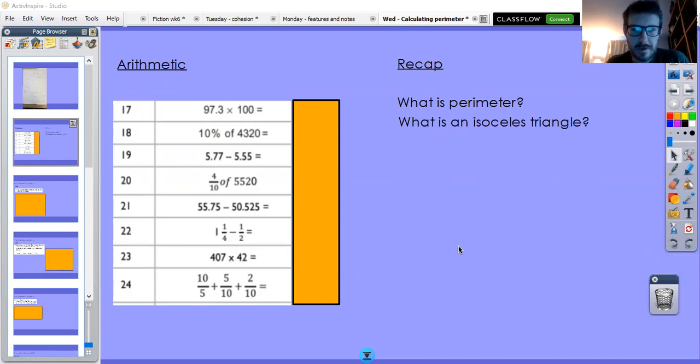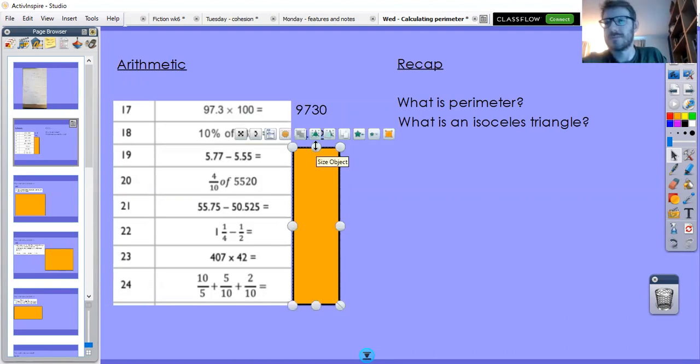Start off with these arithmetic questions, pause the video and complete those. Okay, and then let's look at the answers. So 97.3 times 100, the digits will shift 2 places to the left. You get 9,730. 10% of 4,320 is 432. So to find 10%, you just need to divide by 10.